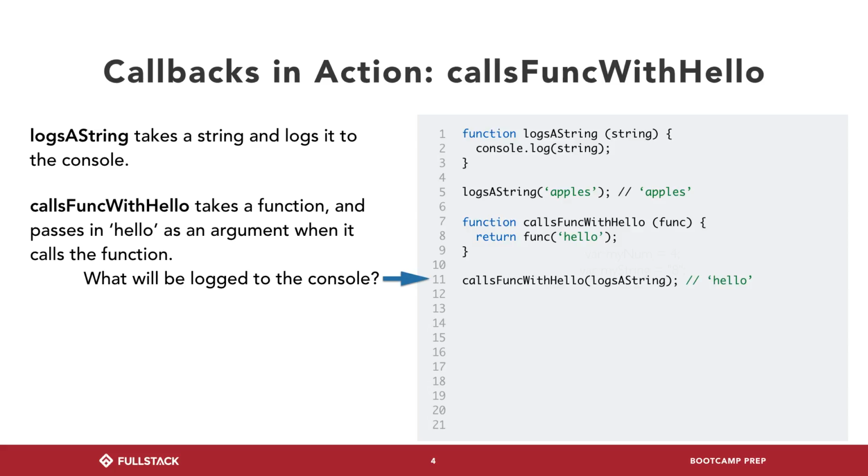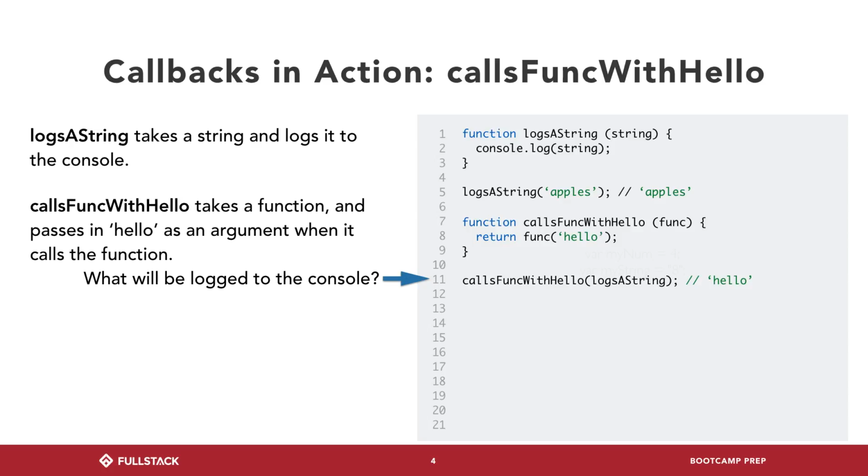So it's hello, right? If we walk through this, it's fairly straightforward. After we call line 11, where do we go next? Line 7. We call func as hello, and we're passing in log a string as func. Between line 7 and line 8, we can think of a variable, var func equals log a string. Then on line 8, it executes log a string and passes in hello.